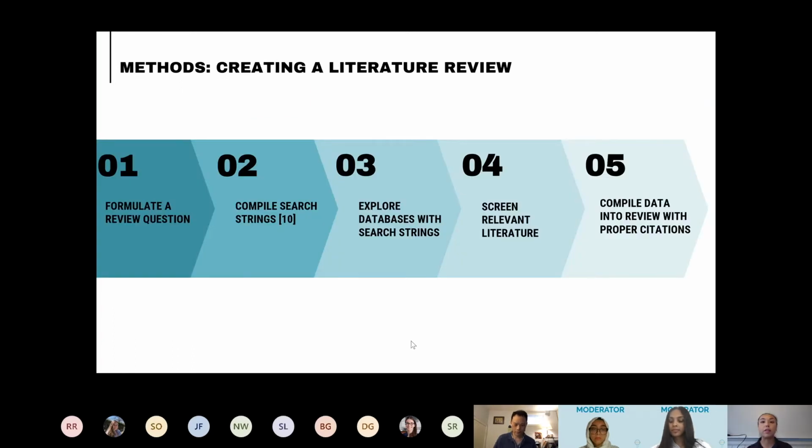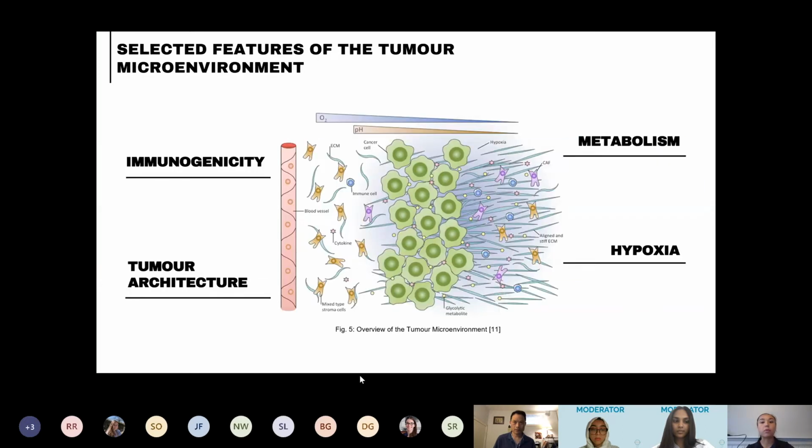Creating a literature review follows a straightforward workflow. First and foremost, the creation of a review question to guide the subsequent research. Following this, multiple search strings were created and used to explore a variety of databases such as PubMed and Scopus. Literature of interest was screened for relevance with a two-step process of first viewing the abstract and then the rest of the paper. Lastly, the relevant information was extracted and compiled into a functional review. Through this process, the selected immunological components were placed into the following categories: immunogenicity, metabolism, tumor architecture, and hypoxia.